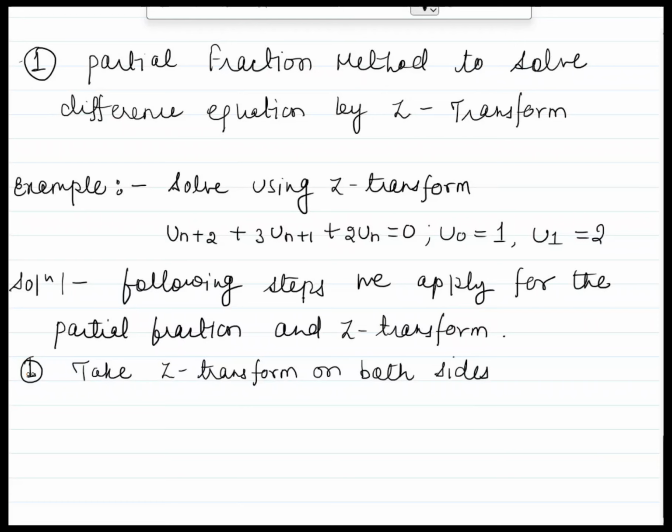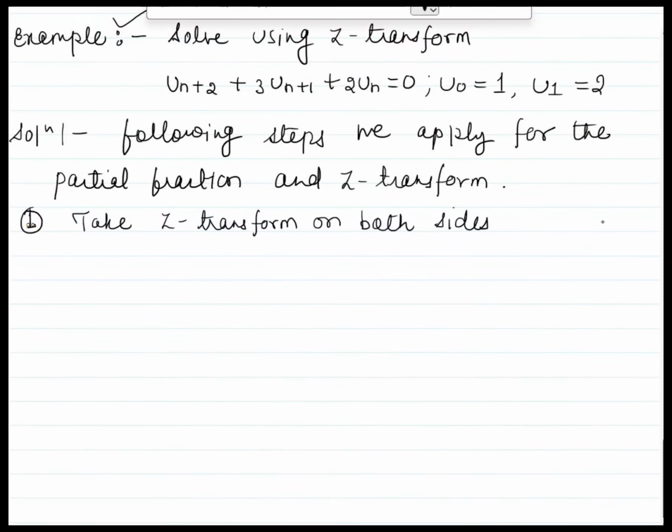We are supposing that we already have a difference equation and we are solving it. Suppose this is a question in which we have to solve using the Z transform. This means a difference equation, and the important thing is that we should have initial conditions. We are finding the solution u_n for some initial conditions. What is the initial condition here? u0 equals 1 is given, u1 equals 2 is given. So what steps will we perform? Let's see.